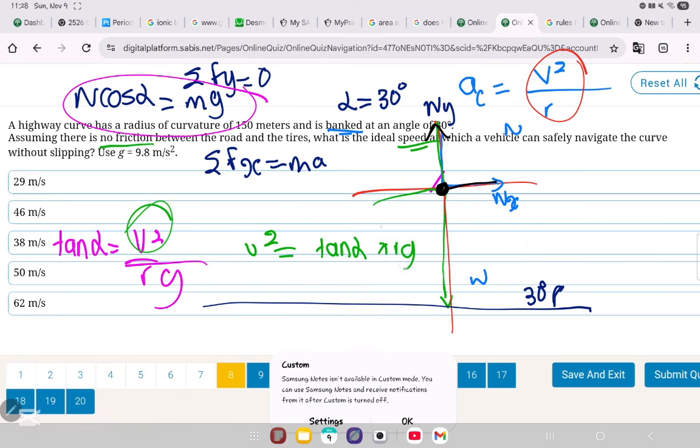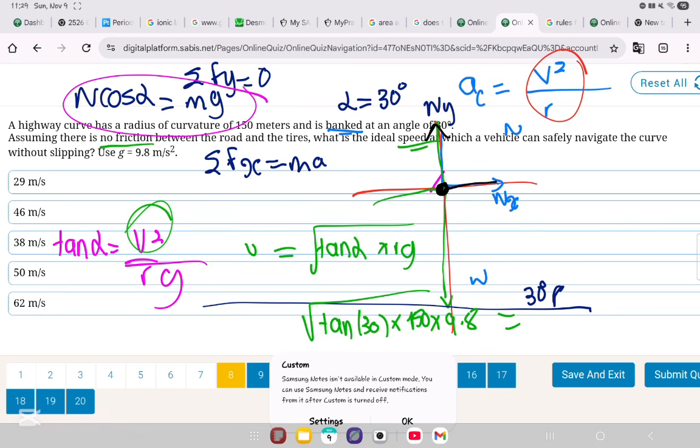Get rid of the squared by doing radicals. So this is our final equation: radical tan alpha times r times g. So radical tan 30 times r, which is 150, times g, which is 9.8. Put it on the calculator: radical tan 30 times 150 times 9.8.